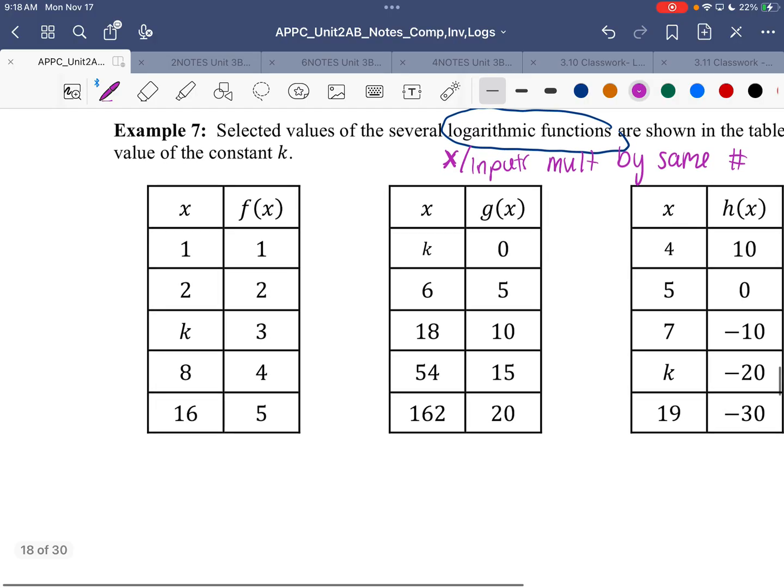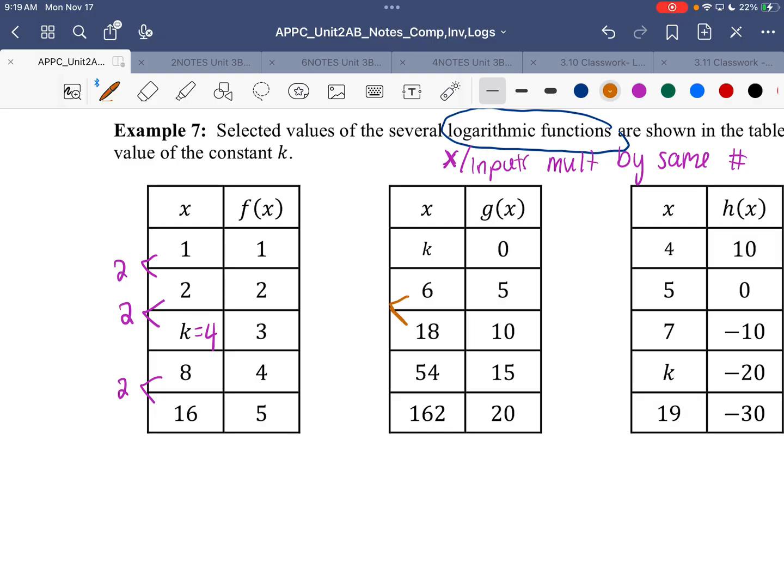So you can tell what's happening. You know that x is being multiplied by the same number each time. What was 1 multiplied by to get to 2? 2. Just confirming that we're right. What was 8 multiplied by to get to 16? 2. So then we have to multiply 2 by 2 to get to k. 2 times 2 is 4. And then you're like, did I do that right? 4 times 2, is it 8? Yes, it is. Yay.